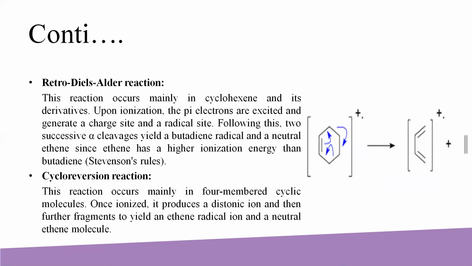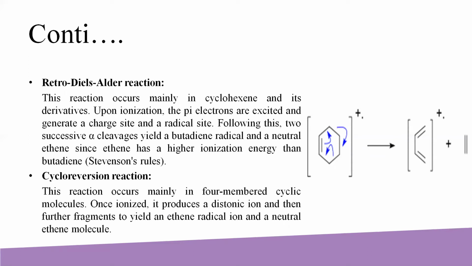Next is the retro-Diels-Alder reaction. This reaction occurs mainly in cyclohexane and its derivatives. On ionization, the pi electrons are excited and generate a charge site with a radical site. Following this, two successive alpha cleavages yield a butadiene radical and a neutral ethene, since ethene has a higher ionization energy than butadiene. This is Stevenson's rule.